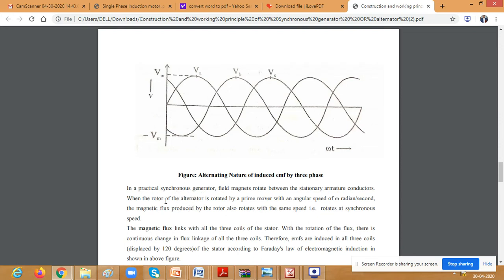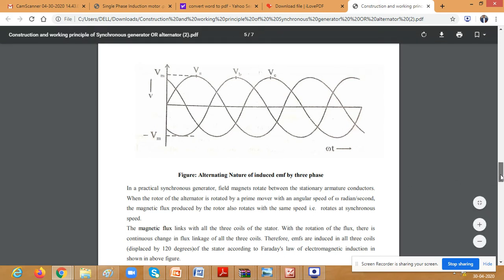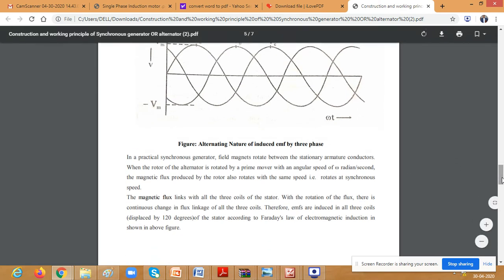Because our field winding is put on the rotor, the rotor is rotating, so the flux produced is also rotated, and it rotates at the same speed. That's why we say it rotates at synchronous speed, and that is the reason we call it the synchronous generator. The magnetic flux links with all three coils of the stator, because we are producing three phase.